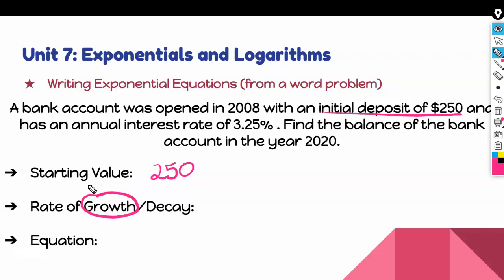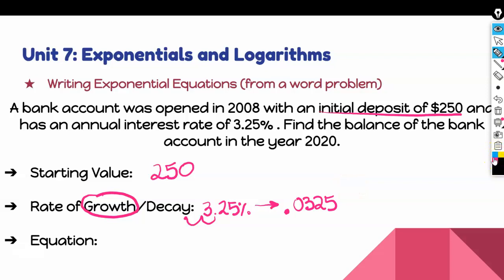My rate of growth is going to be 3.25%. But I have to change that to a decimal, not a percentage. And I do that by taking that decimal and moving it to the left twice. So my decimal version of this number is 0.0325. And since it is growth, I'm going to do 1 plus. So let me write this equation.